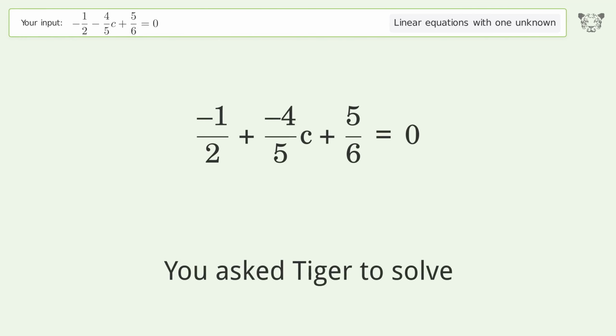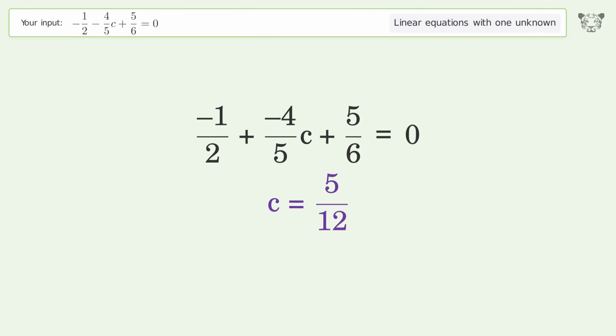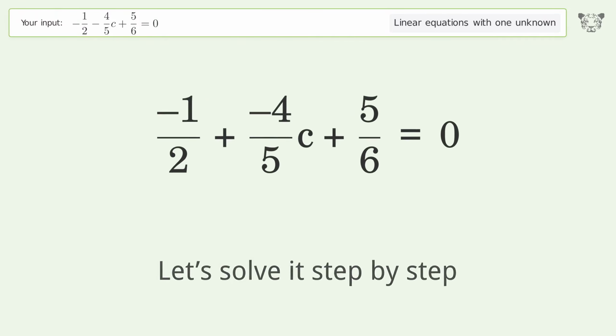You ask Tiger to solve. This deals with linear equations with one unknown. The final result is c equals 5/12. Let's solve it step by step.